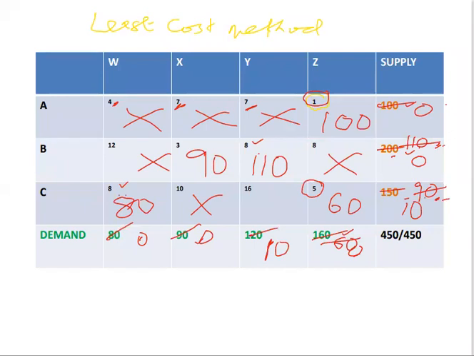Now, if you look at this now, the next least cost after 8 is supposed to be 10. 10 is gone. After 10 is supposed to be 12. 12 has already gone. Then we are left with 16. The supply is 10. The demand is 10. We have no choice but to allocate. 10 out of 10 is 0.